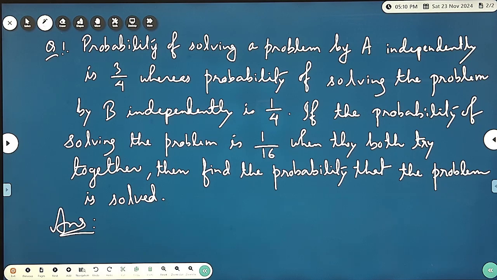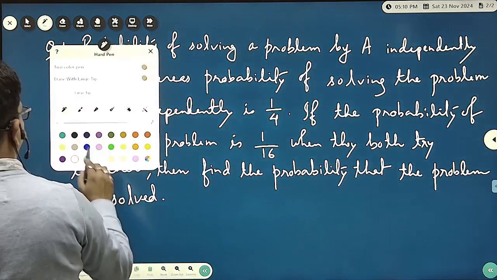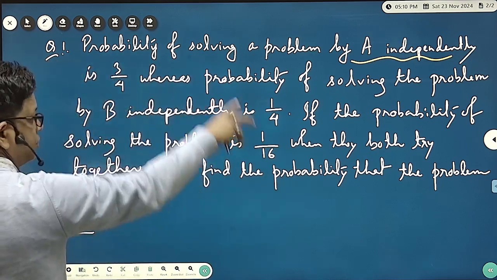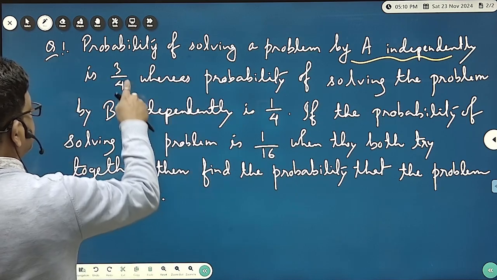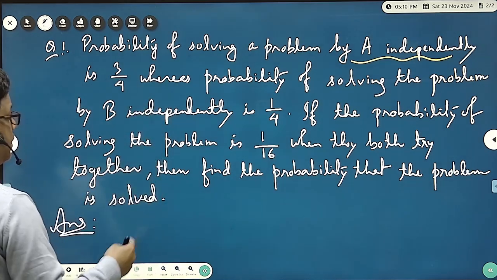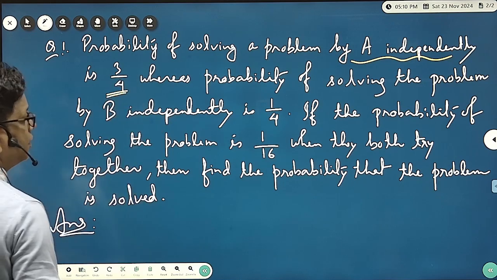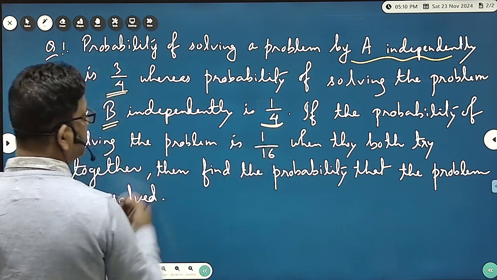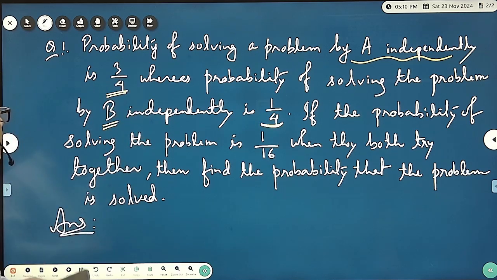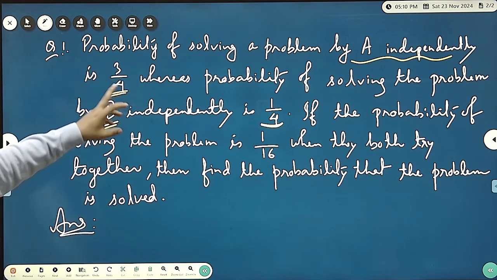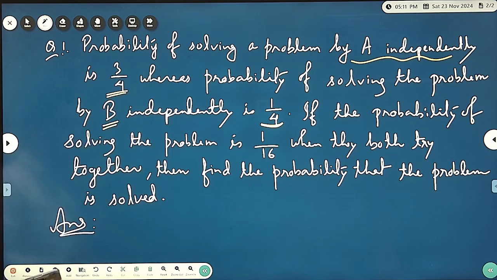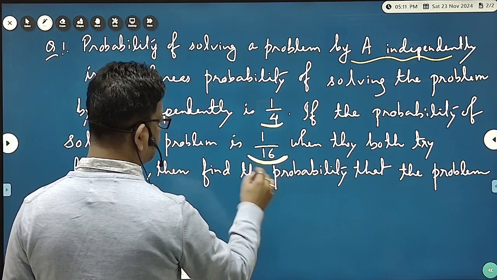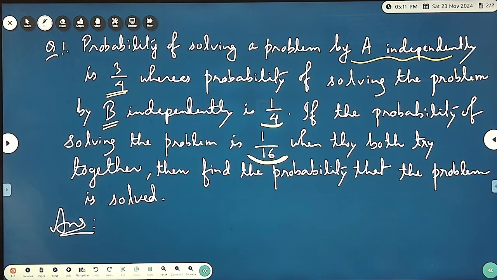Can I start? Okay. Now, one thing you see, this is the probability of solving the problem by the student A independently. Independently means alone, by the student. When this problem is given to you, one of you can do this question independently on your own, not by taking help. So independently alone, the probability is 3/4. Whereas for the other student B, if he tries, the probability of solving independently alone is 1/4. Getting it? These are their independent probabilities. If they both sit together, the probability of solving is 1/16. Now the question is, find the probability that the problem is solved.